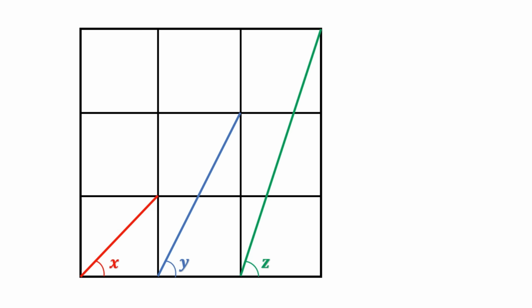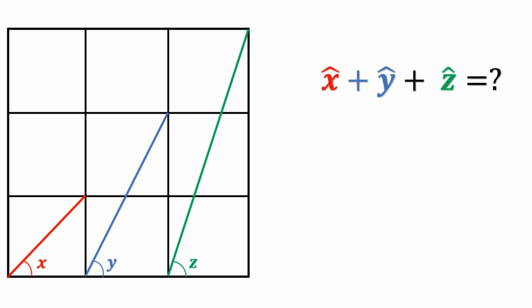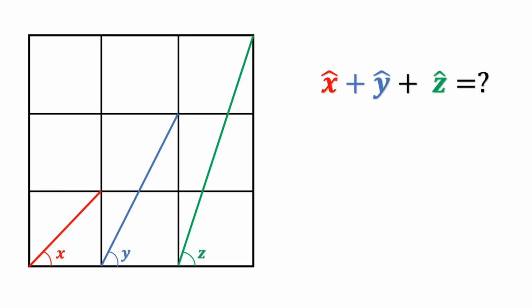Imagine a large square divided into 9 equal smaller squares. Inside this grid, 3 lines are drawn, creating 3 angles, x, y, and z. And the big question is, what is the sum of these 3 angles?